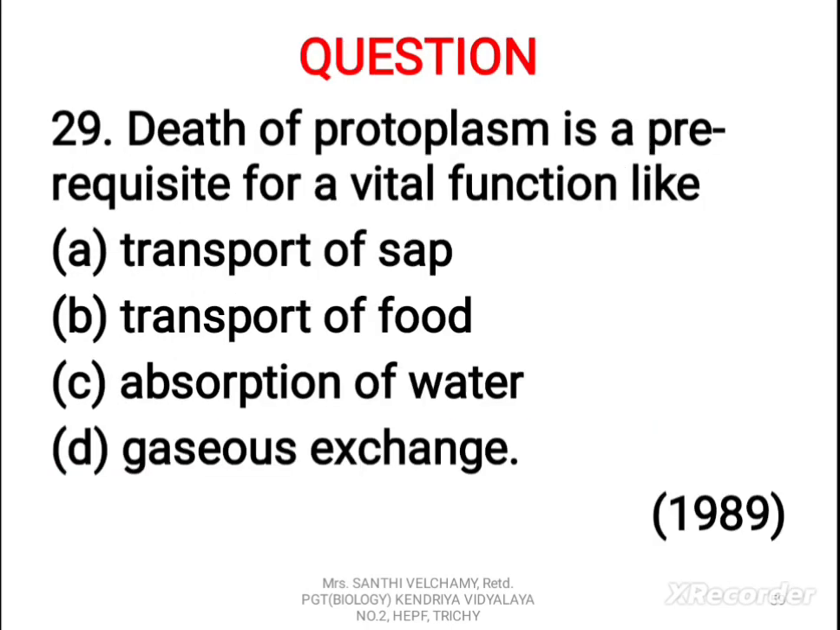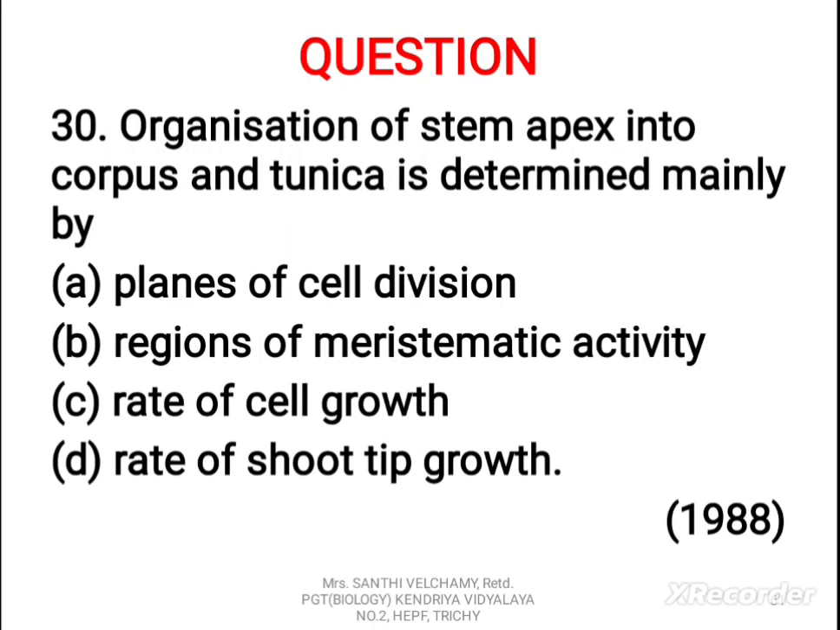Death of protoplasm is a prerequisite for a vital function like A. Transport of sap, B. Transport of food, C. Absorption of water, D. Gaseous exchange. The correct answer is transport of sap. A is the correct answer. So xylem is a dead tissue and xylem performs the function of transport of water or sap inside the plant from roots to leaves. Now next question.